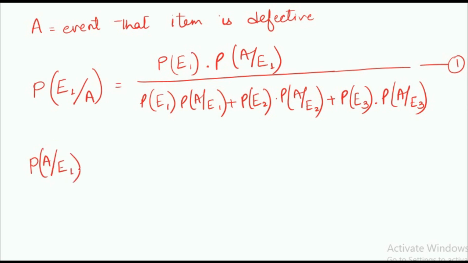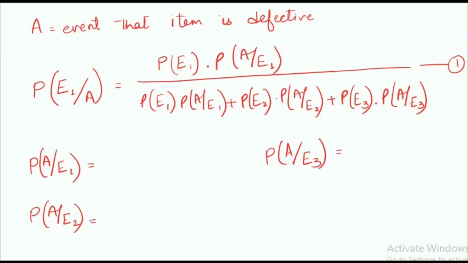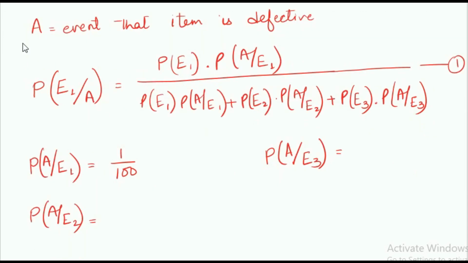Now I need to find the probability of a defective item from machine 1. What is the probability that machine 1 will produce a defective item? What is the probability that a defective item is produced from machine 2? You read it like this: probability that I choose machine 1 and the item is defective, probability that I choose machine 2 and the item is defective, probability that I choose machine 3 and the item is defective. It is given in the question. A produces 1% defective items, that is 1 by 100. B produces 5%, that is 5 by 100, and C produces 7%, 7 by 100.